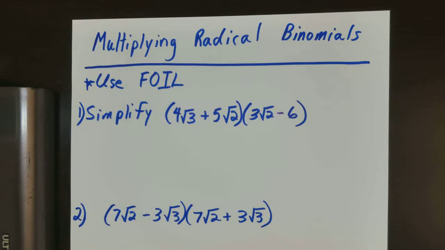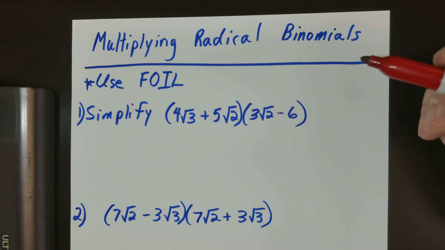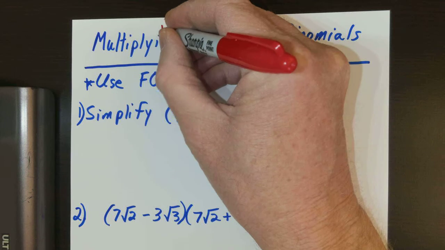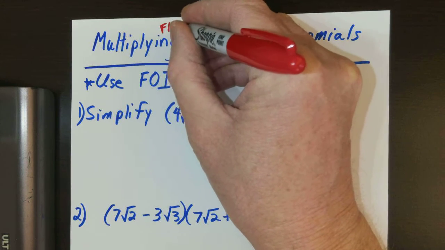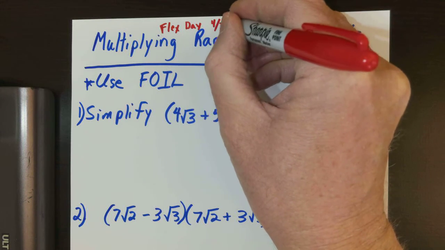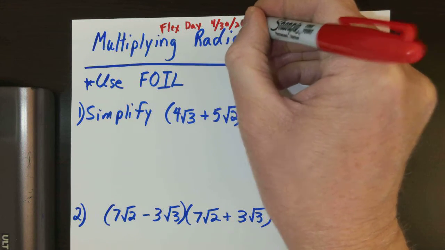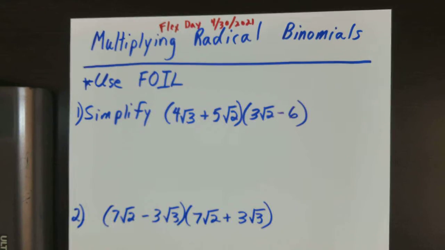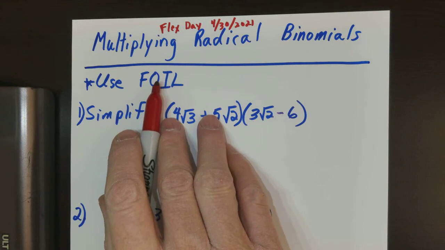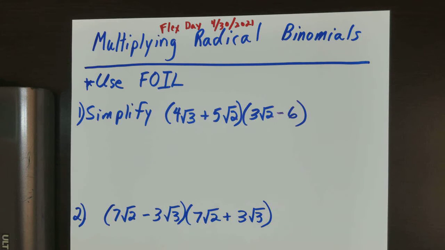Well, hi everyone. All right, so we are multiplying radical binomials. This is the topic for the day. Short and sweet. This is the Flex Day assignment for 4/30/2021, and we're basically just going to use FOIL and remember some of the things we know about multiplying radicals.